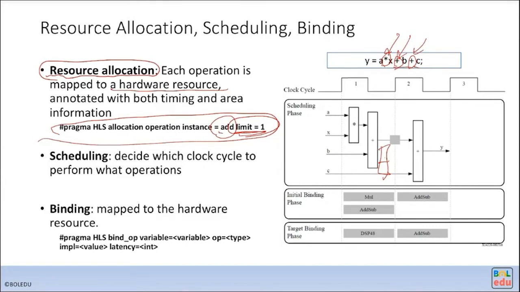So you do the resource allocation, and then you do the scheduling. Scheduling means which cycle does what operation. For this one, in the schedule, in the first cycle I want to do the multiplication between A and X, and then add B in the first cycle. And the result will be added with C in the second cycle.